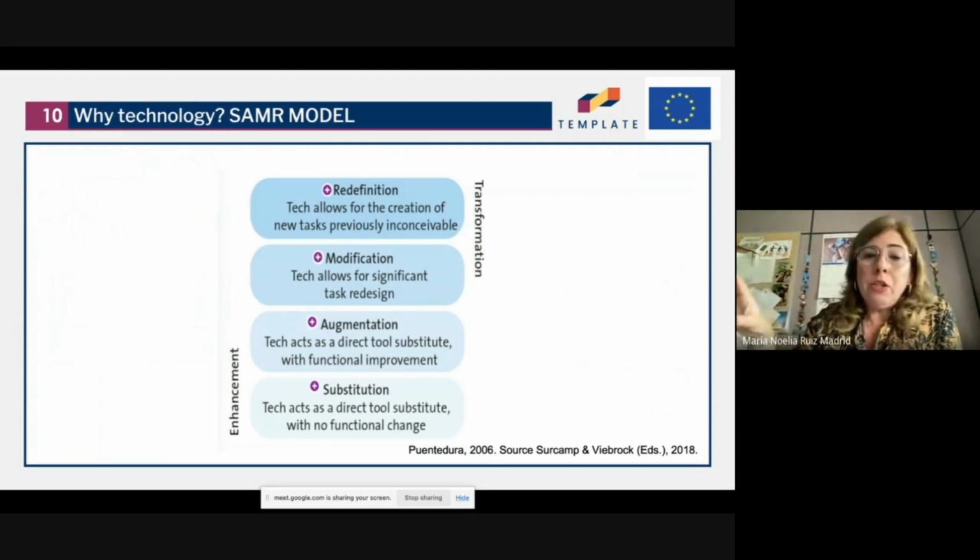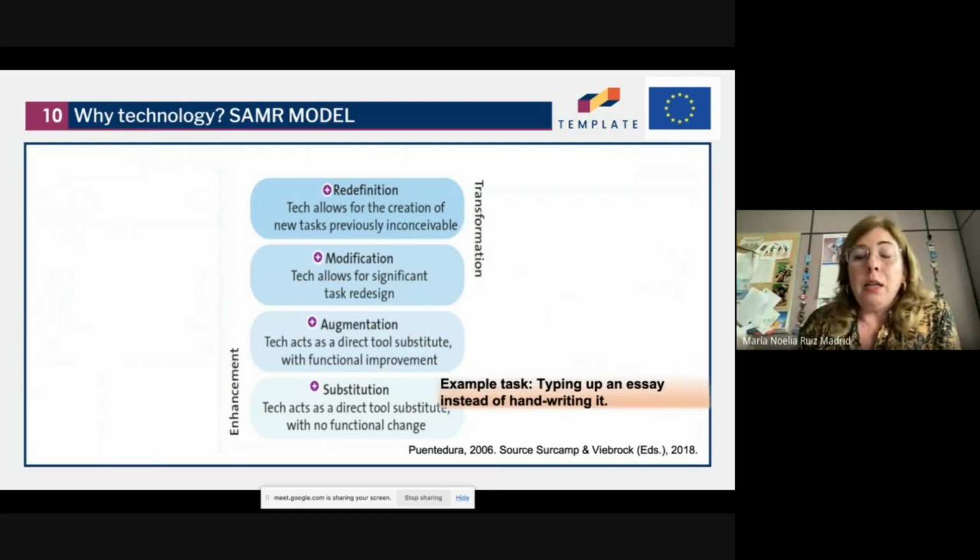So using technology as a substitute, as augmentation, to modify, and to redefine. In the first case, for example, that means using technology for asking our students to type up an essay instead of handwriting it. We are just using technology as a substitute for the pencil.